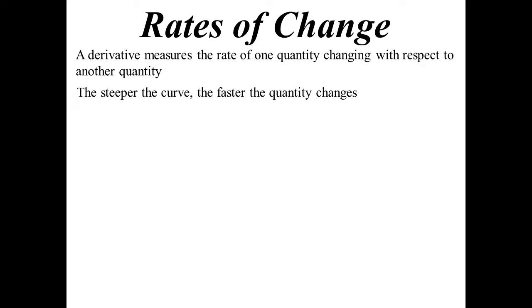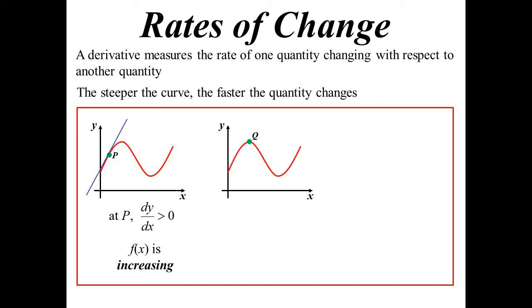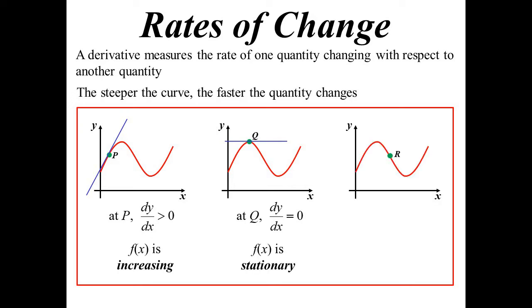So here's a little graph. At P, the slope is positive, so we say the graph is increasing. Now you could have one at Q, which if I draw the tangent in, it's horizontal, so the derivative would be 0. That's where the curve is stationary. And then there's something like R, where the slope is negative, and so that's where the function is decreasing.